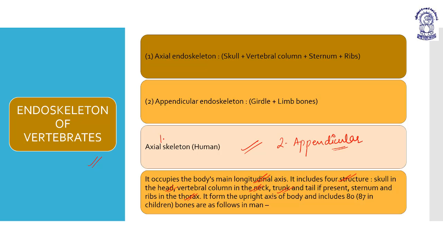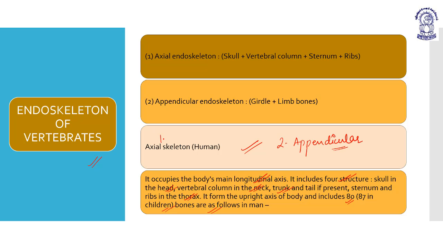It forms the upright axis of the body and includes 80 bones in adults and 87 in children. Okay, so the axial skeleton basically includes the bones which lie on the medial longitudinal axis.